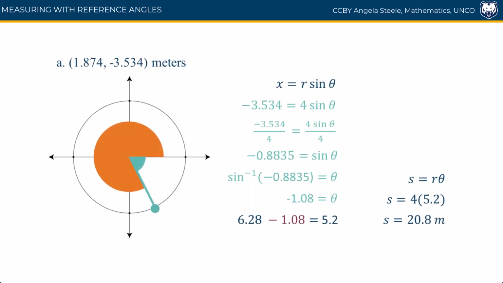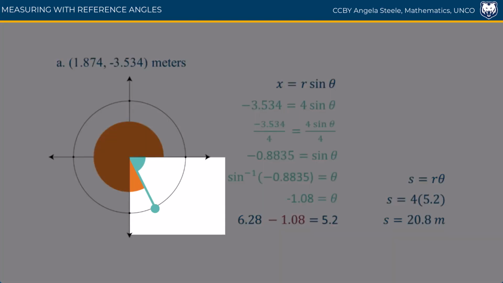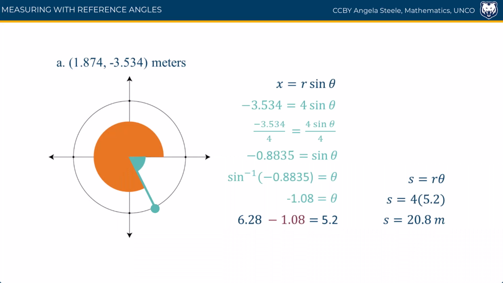Okay, and then on part C, this point is in quadrant 4, which means that using the sine function would be best because the domain of our sine function is in both quadrants 1 and 4. Since our point is in quadrant 4, let's use the sine. One thing to be careful of here is that our solution for sine is negative 1.08, but we want to make sure that we're thinking about it in the positive direction.